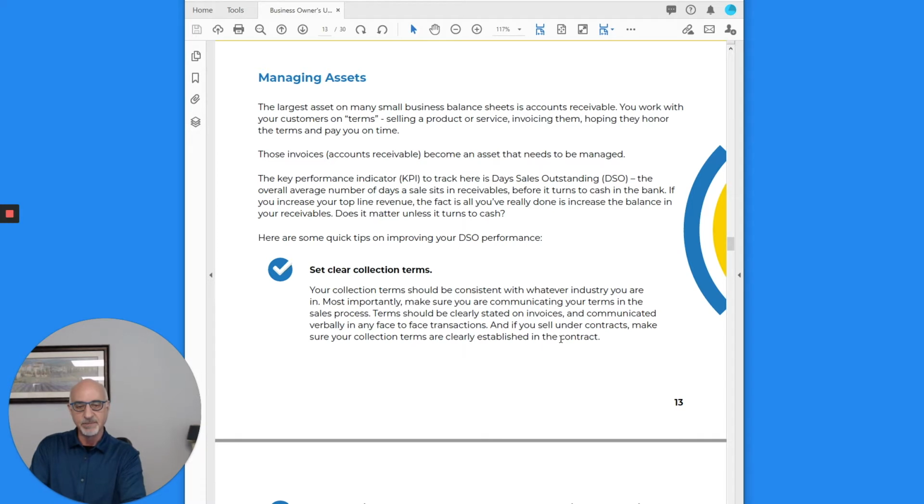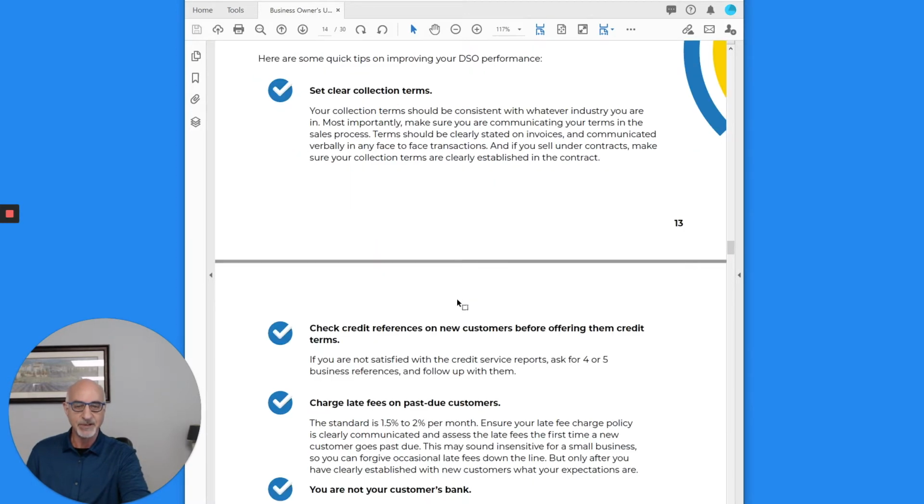For most small businesses, one of the biggest assets on your balance sheet is accounts receivable. Especially in today's environment of constricting cash flow, we want to make sure you have excellent accounts receivable management systems in place. The first step is making sure that you have set clear collection terms and set clear collection expectations with your customers at every point possible during the sales process. So up front, you want them to understand when you expect to be paid and how you expect to be paid.